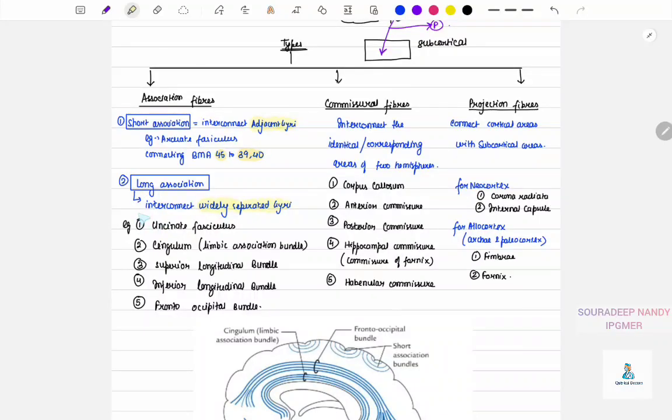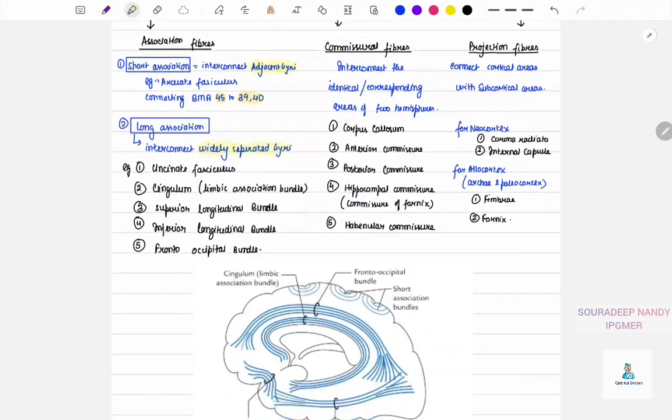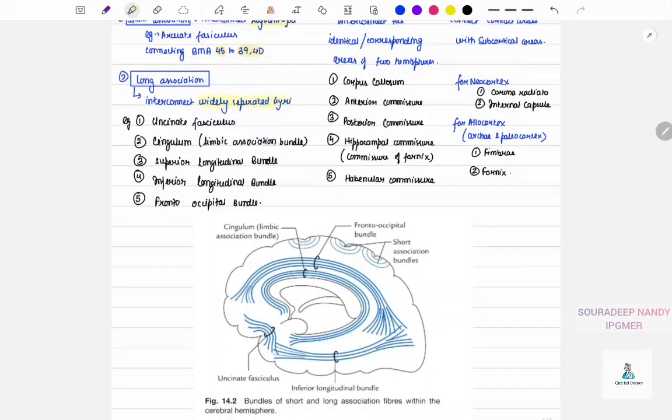Next, the long association fiber. Long association fibers interconnect widely separated gyri. There are 5 types of long association fiber. Uncinate fasciculus, which is this one. Then the cingulum, which is the limbic association bundle.